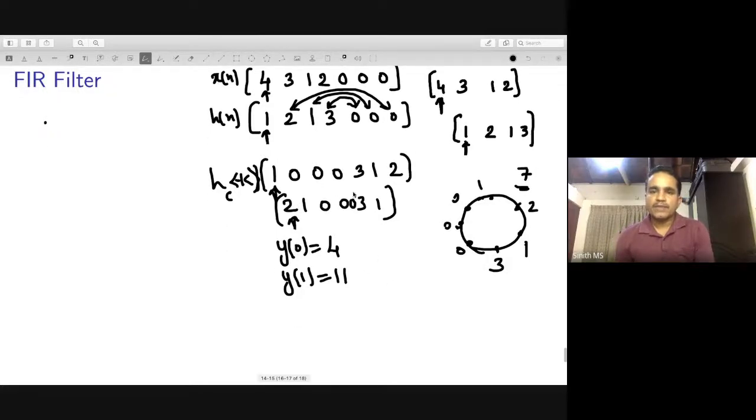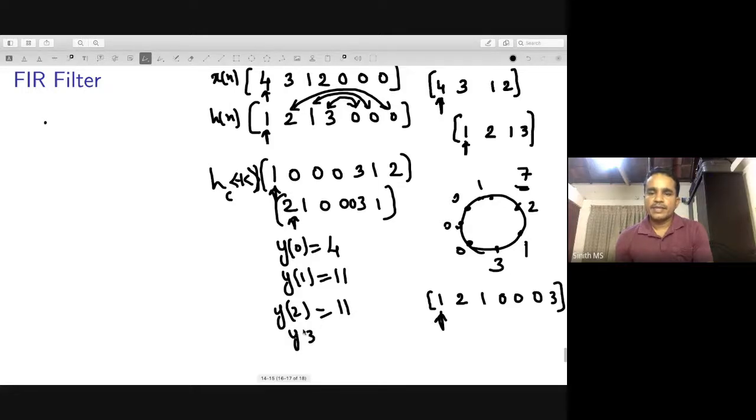Now next one, again you do time reversal to this. The 1 will come to this side. So 1 2 1, then 3 zeros, then you have 3 here. Again you multiply it to get y of 2. 4 into 1 is 4, plus 6 is 10, plus 1 into 1 is 1, 11. Then all others are zeros. So this is again 11.